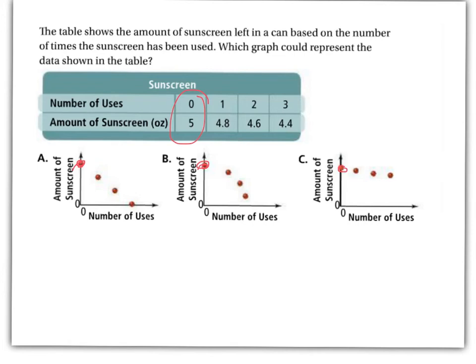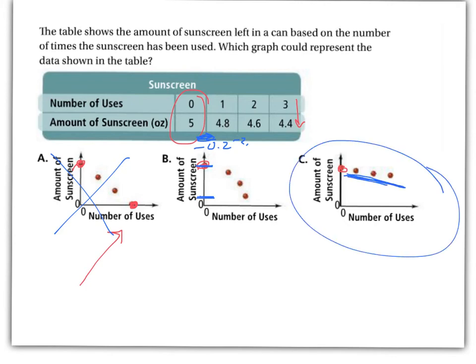What this graph is showing is that by the time you've sprayed it 3 times, you're already down to 0 ounces. Well, on the last entry in our table, we're not down to 0 ounces. We're hardly down anything from 5. So it's definitely not A because we're not going all the way down. Even B went awfully far down. If this is 5, this has got to be somewhere close to 1, and we're definitely not down by 1. See how C shows that you're going down just slightly each time? You're going down by 0.2, by 0.2, by 0.2, very gradually. So the graph that matches that table would be C.